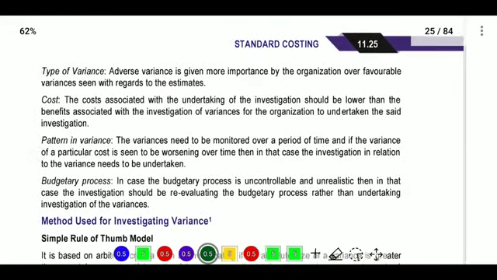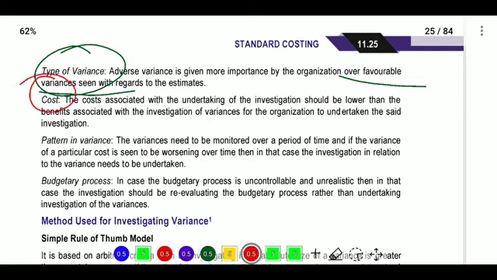And the type of variance: which type of variance is there? Adverse variance is given more importance by the organization, while overall favorable variances are seen with regard to the estimate. Next, we will see the cost associated with undertaking the investigation. If you require 2% for investigation and the benefit you will get is only 10,000, then the cost is more, so just ignore that investigation.